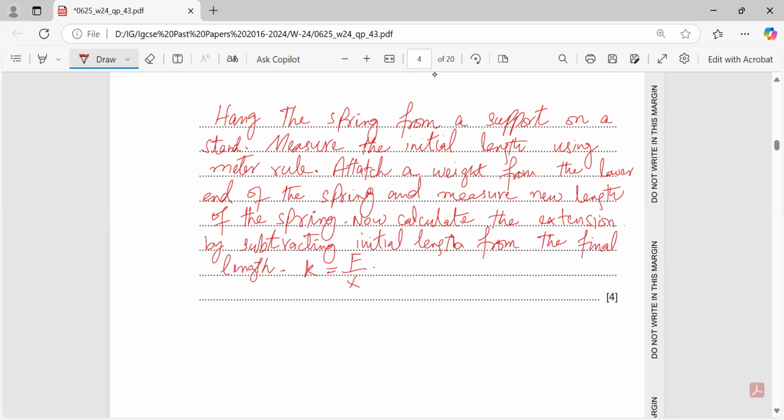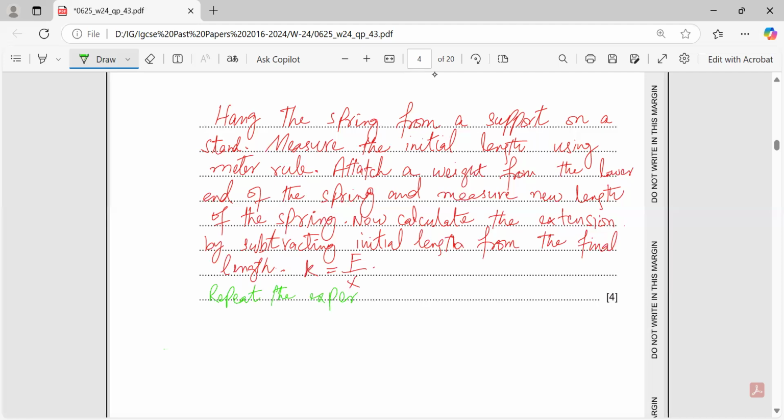And one precaution, if you want to take the marks, write one thing more: always repeat the experiment with different values of weight, because in this case weight is the independent variable that you are changing. Please, my dear friends, if you have any question, any query, any doubt here, please feel free.